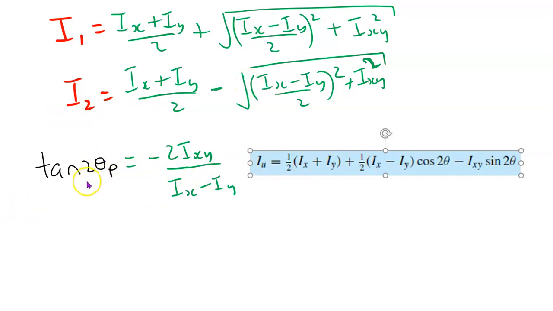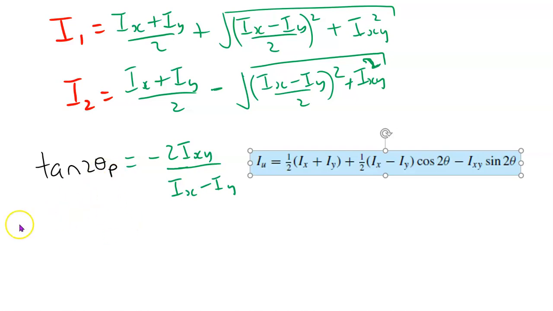And I'm talking about angles, but obviously you're finding the tan inverse of 2 theta p. So it's going to be 2 theta p you find, and then you'll need to divide it by 2 to get the actual angle. But those things we'll discuss in class through examples. This is just meant to be the derivation.